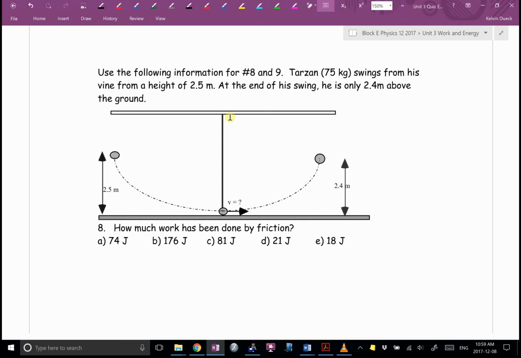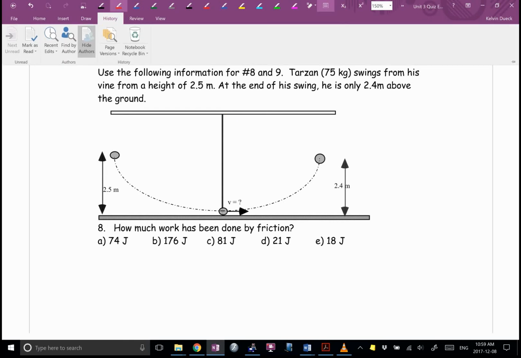What was another synonym for work done by friction? Began with the letter H. Okay, so is there a change in height? Yeah. Is there a change in speed? Yeah. Is there a yucky curvy path? Yeah. I know it says how much work, but it's saying how much work is done by friction, which is heat. This is a job for conservation of energy. So I'm going to go like this.